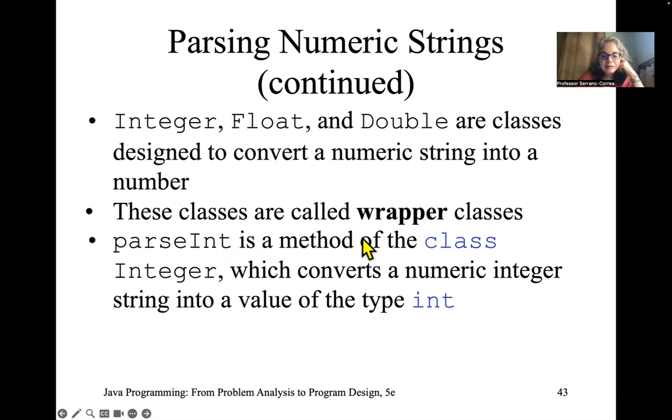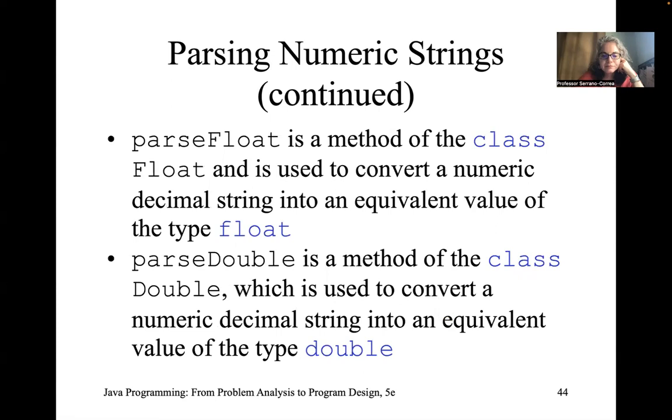parseInt is a method of the class Integer, which converts a numeric integer string into a type int, which is what we said earlier. parseFloat is a method of the class Float, with a capital F, and is used to convert a numeric string into an equivalent value of type float. parseDouble is the method of the class Double, with a capital D.